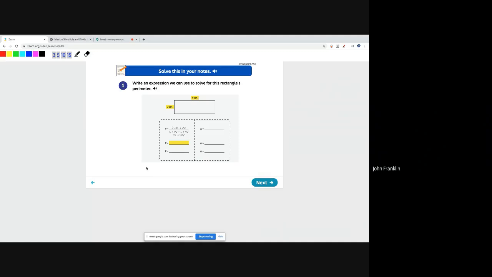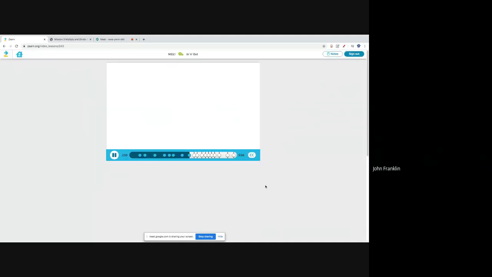So let's do for the first one. So our length is 9. Our length is 9 plus our width is 3 plus 9 plus 3. That'd be how I would write that one. This one right here. All right, let's go ahead and erase. Close our web writer. Move on.